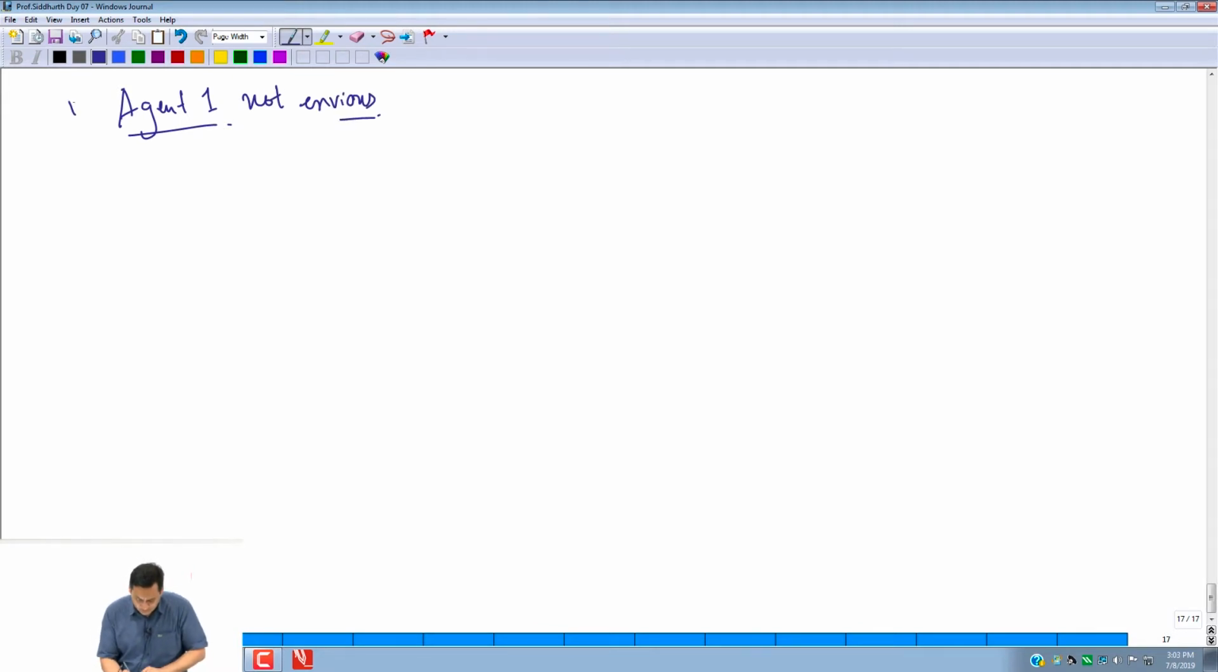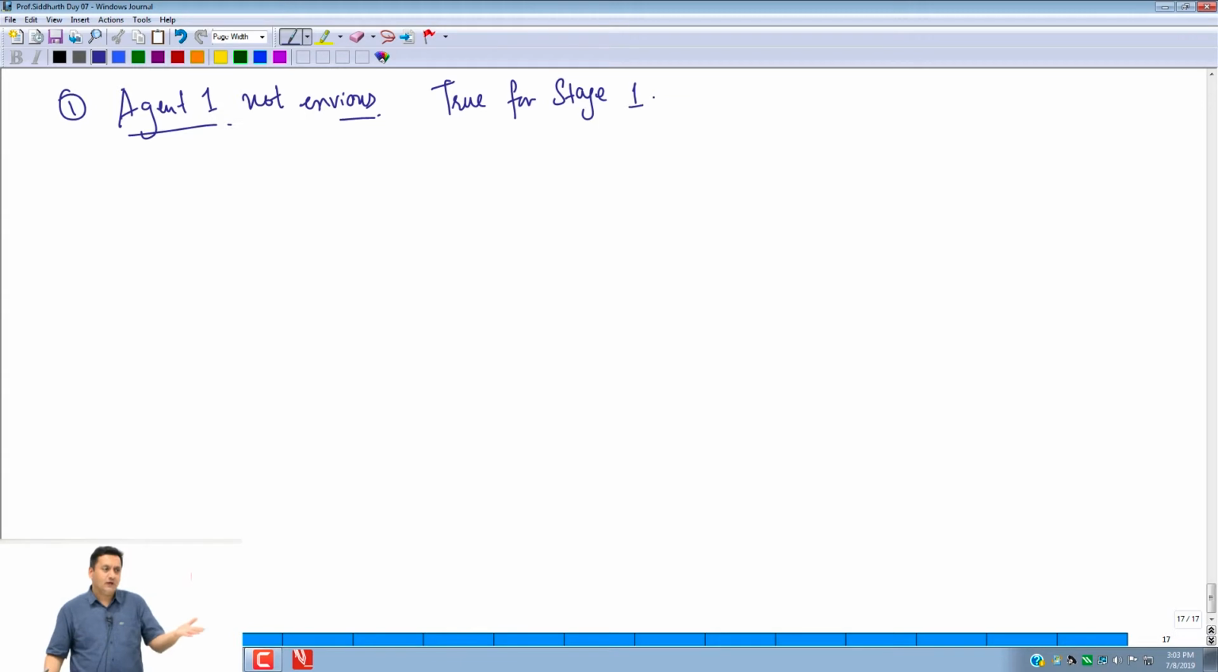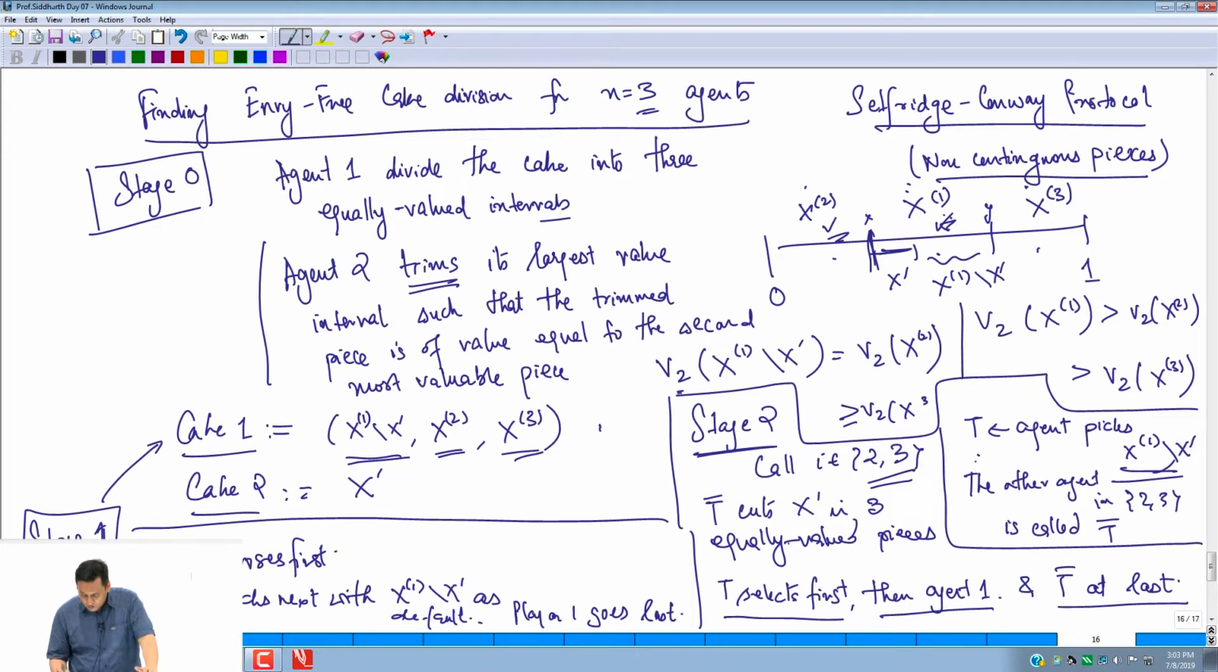So the first thing I'll want to argue is that agent 1 is not envious of anyone else. This is certainly true in the first stage. In stage 1, this guy was getting either x2 or x3. This was by default going to player 2 that went before player 1. So if I only look at cake 1, agent 1 is not envious. Fine.